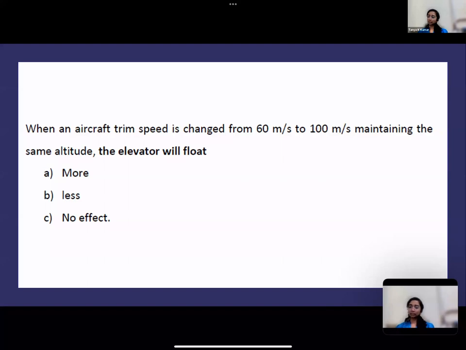So what happens here is that your speed is increasing, right? So velocity is increasing. When you have to maintain the same altitude, what do you do? If the velocity increases, we need to reduce your CL. Correct? Is that clear? Yes. How do you reduce your CL? You have to reduce your angle of attack. So alpha tail has to reduce. Correct?